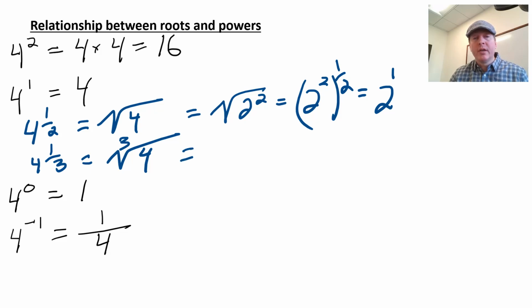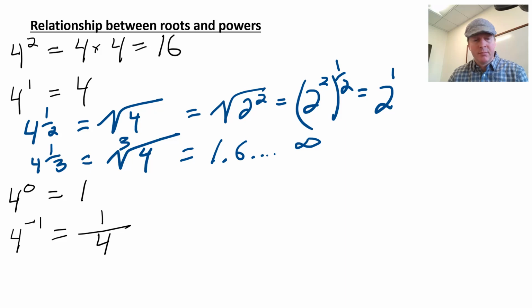How about the cubed root of 4? Well, the cubed root of 4, it's not a whole number. It's 1.6 something off into infinity. So a root isn't always a whole number. If that's the case, the root is called an irrational number, which means what? The decimal places go off into infinity.